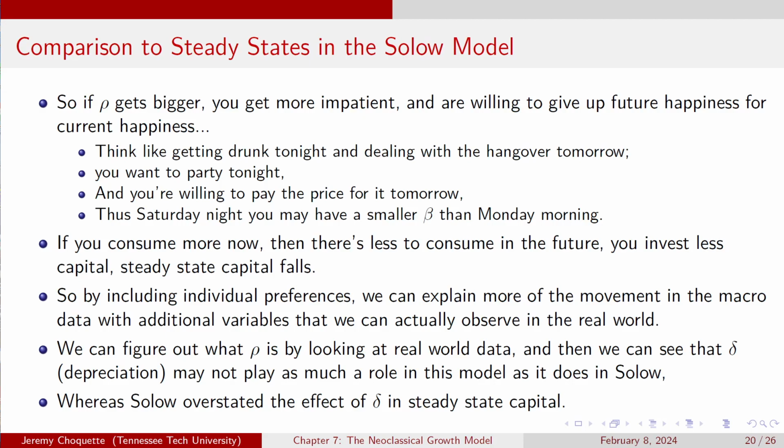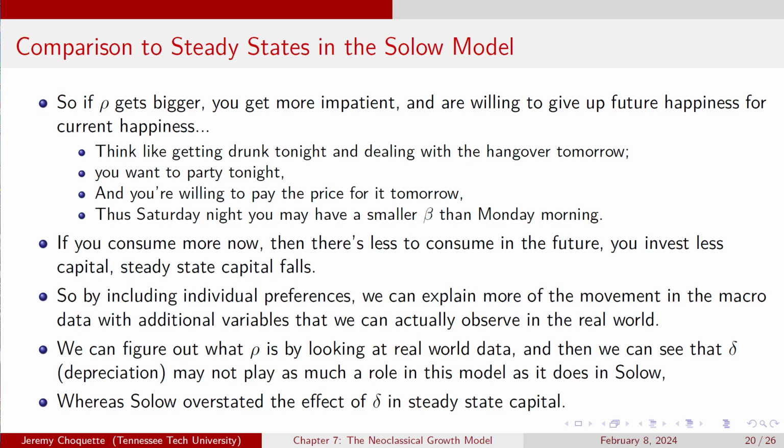And by having individual preferences, by having the household's preferences, we can explain more of the movement in the macro data with additional variables that we can actually see in the real world. We can figure out what rho is by looking at real world data, and we can see that delta may not play as much of a role in this model as it does in Solow. So what do I mean by that? Well, what I mean is Solow may have overestimated the effect of delta in steady state capital.